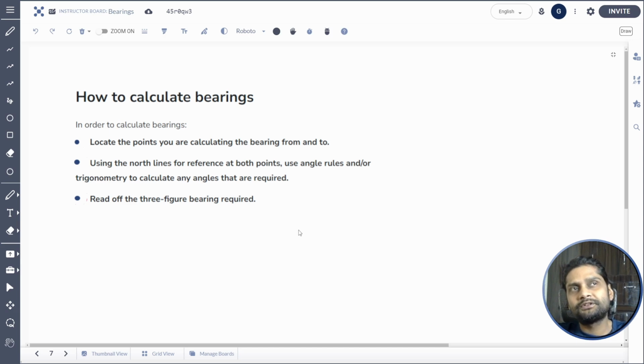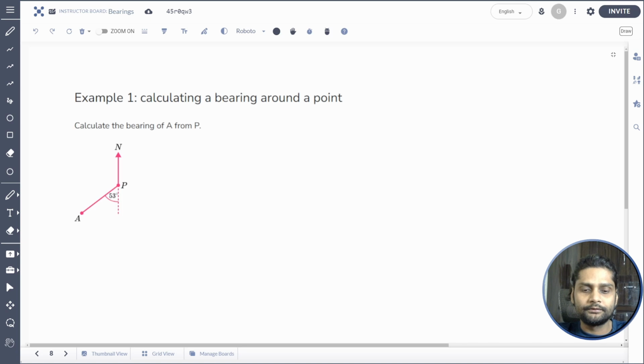Then we may have to either use simply protractor, ruler, etc., or sometimes in advanced questions we might even have to use trigonometry. That's the next level thing, but you can still understand that. Let's continue with an example only. The diagram is already given here. Even an angle is given as 53 degree. The first thing, students, you can observe here, it says calculate the bearing of A from P.